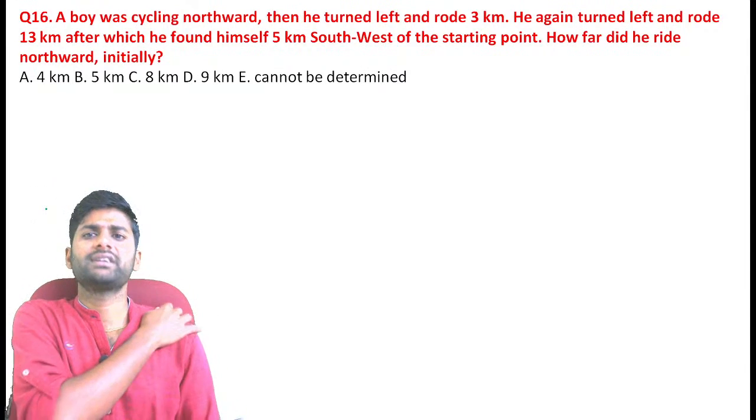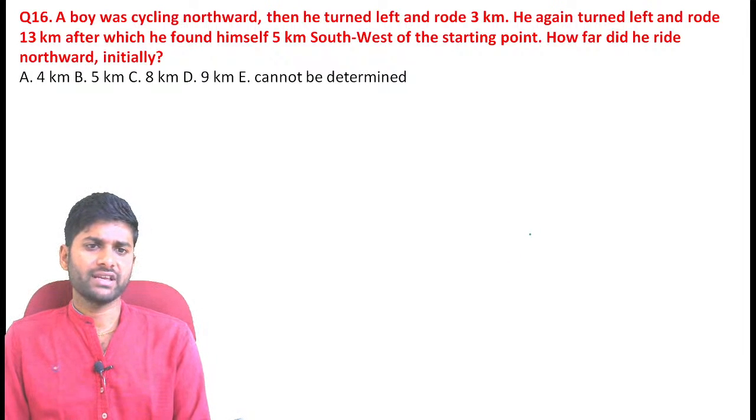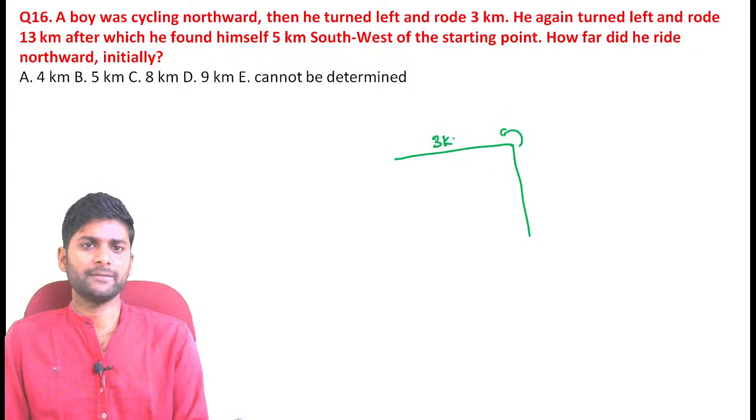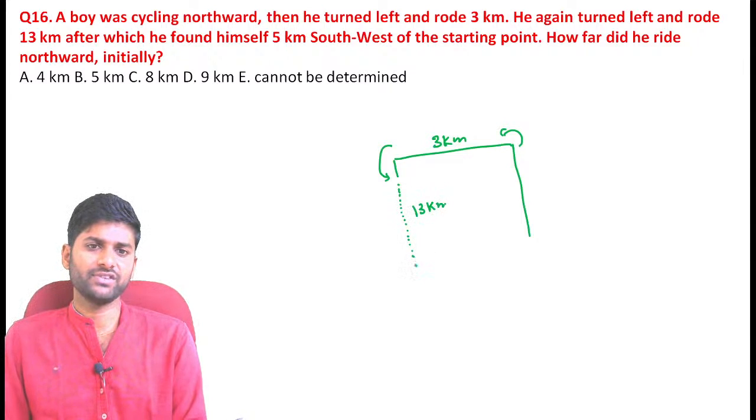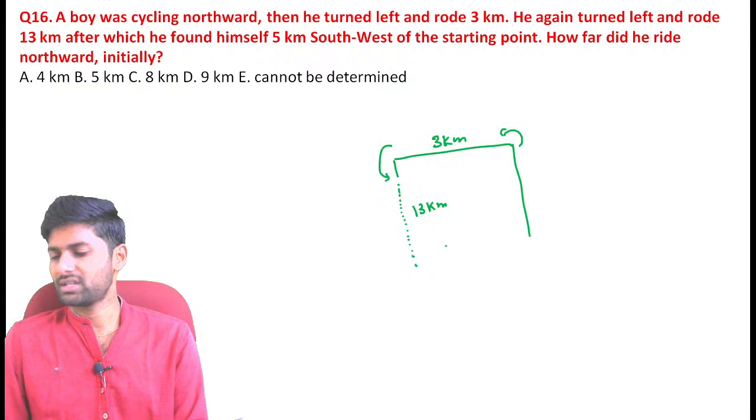Now see, a boy was cycling northward. We don't know how much distance it is. Then he turns left, anti-clockwise direction, and goes 3 kilometers right. And again left. Again left means downwards. So in this direction he travels, in total 13 kilometers, and we don't know whether it is parallel or more than that line.